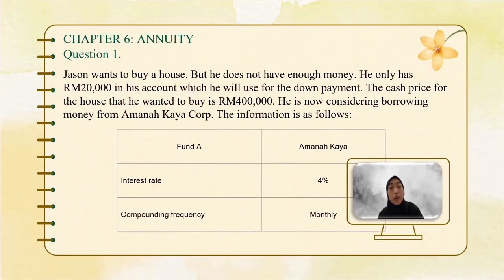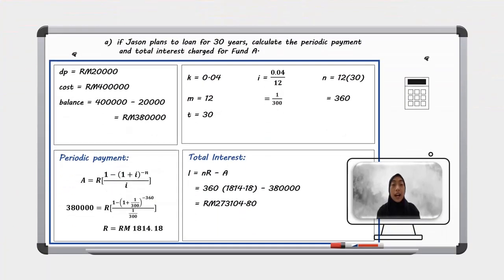For question 1, Jason wants to buy a house, but he does not have enough money. He only has 20,000 ringgit in his account, which he will use for the down payment. The cash price for the house that he wanted to buy is 400,000. He is now considering borrowing money from Amanah Kaya Corp. The question asks if Jason planned to loan for 30 years, calculate the periodic payment and total interest charge for Fund A.